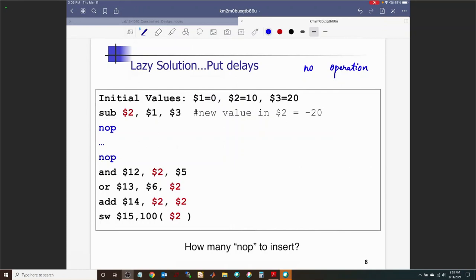Or NOPS. I have the subtract operation in which I'm changing this content, I'm writing to it. No operation here, a bunch of no operations here, and then I can start using it as an operand. I may be fine. So the next question is, how many no operations should I insert over here for that data hazard to be fixed? Two, absolutely right. So you need two of them here.